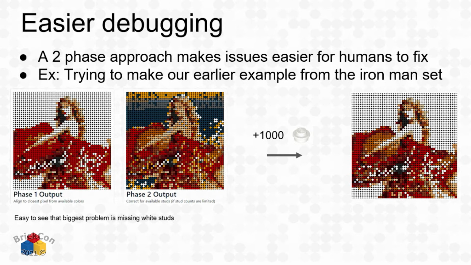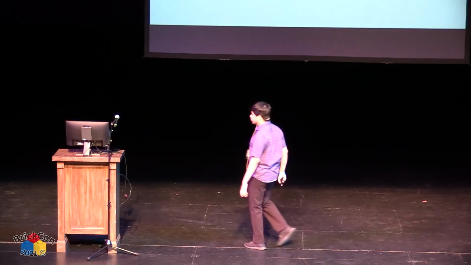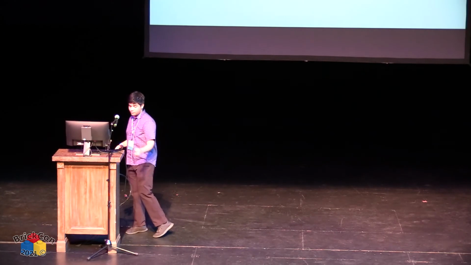And the good thing about the two-phase approach is it's very easy to see what the problem is. We have a bunch of missing white pieces and the algorithm was like, I don't have anything for this. Yeah, I guess we still have blue. Just chuck that in. But because of this approach, we know that the biggest missing thing is a bunch of white pixels. So we can just chuck in around 1,000 other white studs and it gets us very, very close to the original image, which is really cool, especially because of how fast this runs.